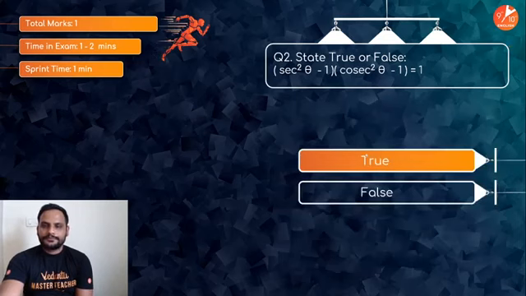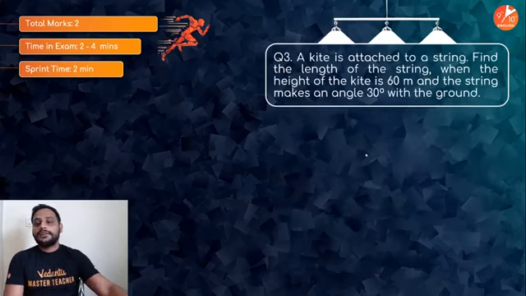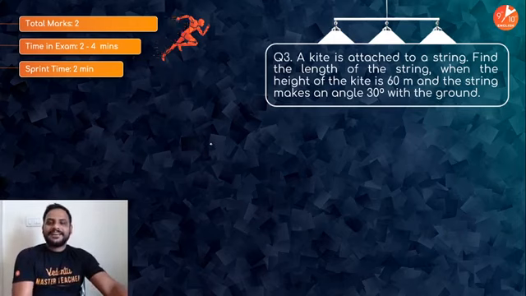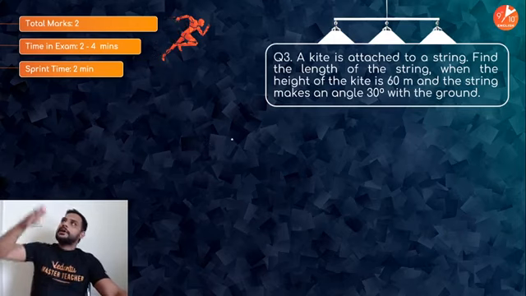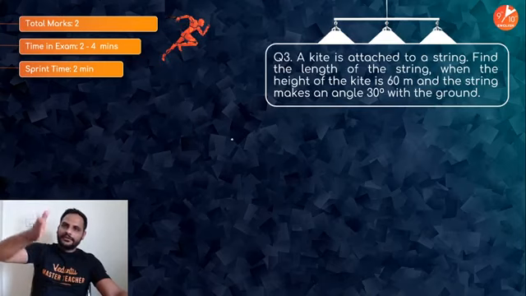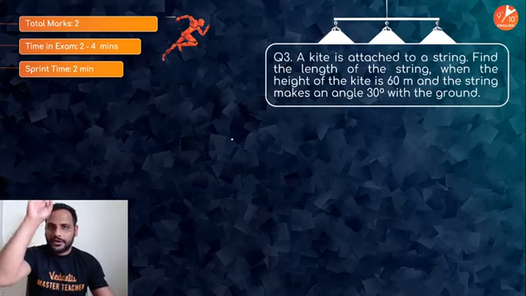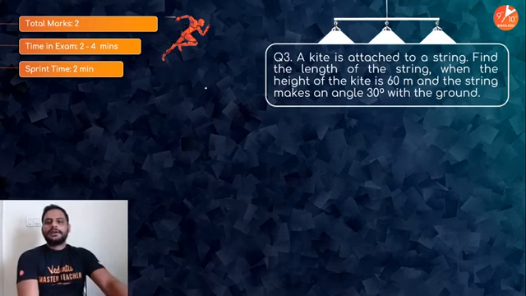Alright. Next one. A kite is attached to a string. Find the length of the string when the height of the kite is 60 meters. Remember, height of the kite means perpendicular height. Height is always perpendicular. So the perpendicular distance of the kite from the ground is called the height of the kite. And the string makes an angle of 30 degrees with the ground.